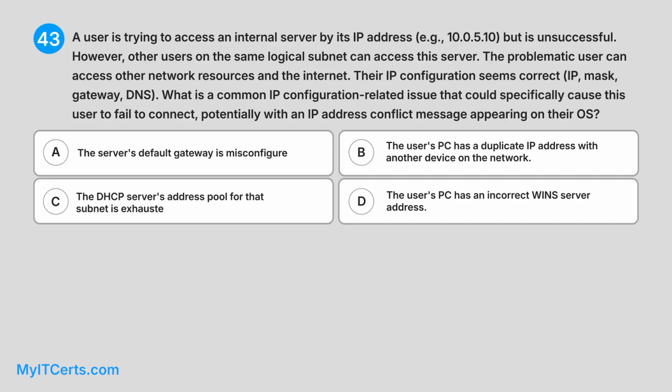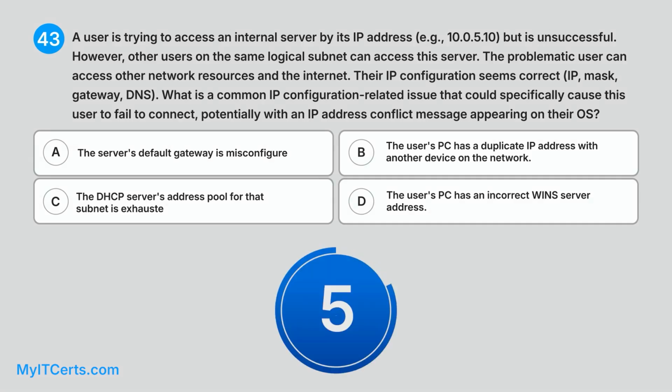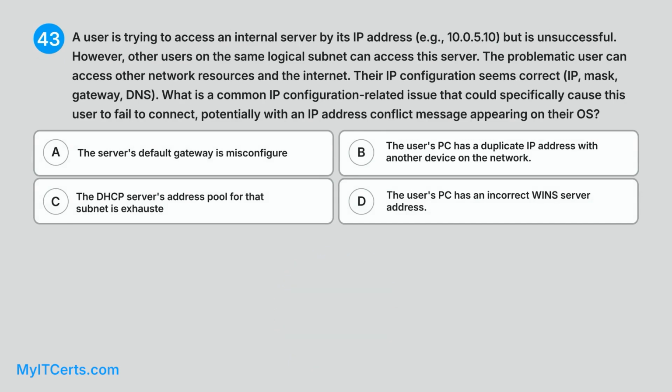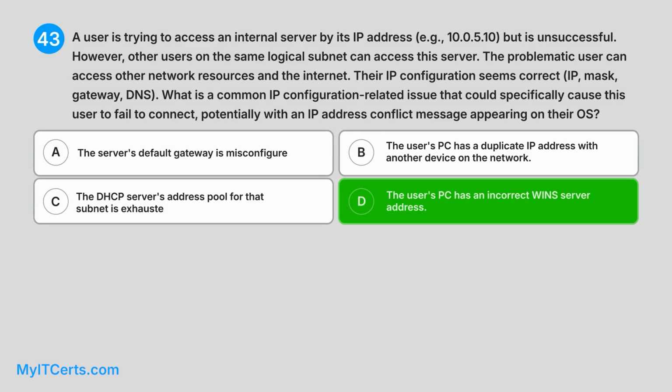A. The server's default gateway is misconfigured. B. The user's PC has a duplicate IP address with another device on the network. C. The DHCP server's address pool for that subnet is exhausted. D. The user's PC has an incorrect WINS server address. What do you think is the answer? Correct answer: B. The user's PC has a duplicate IP address with another device on the network.